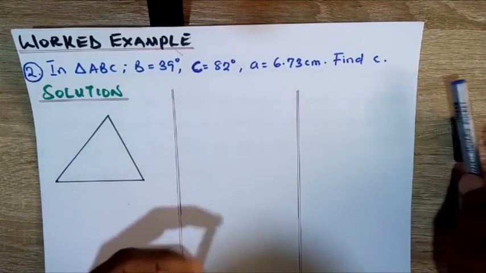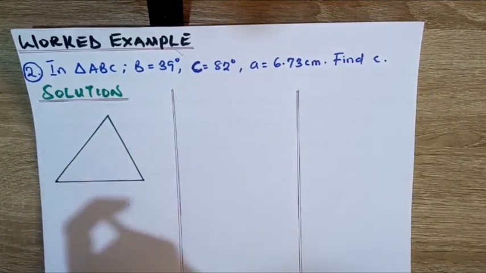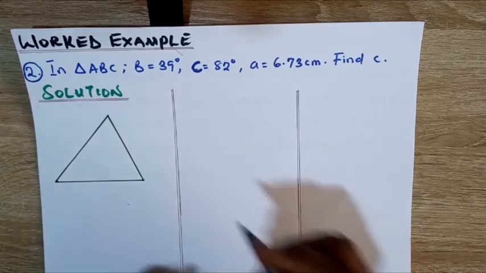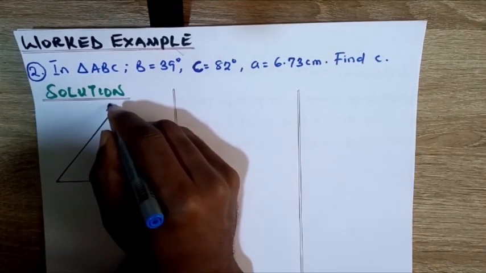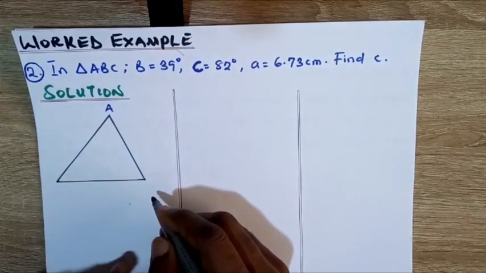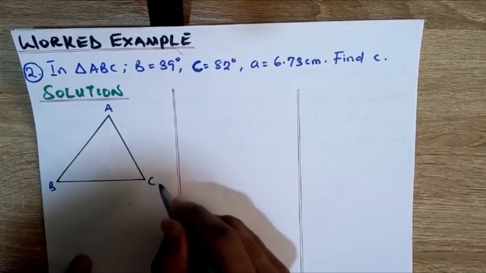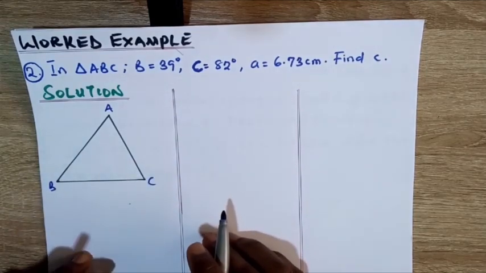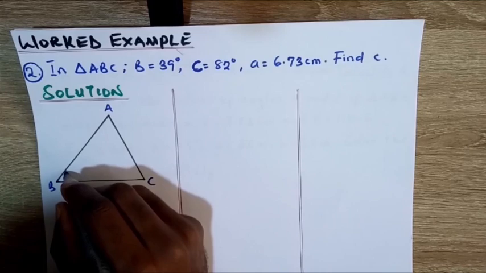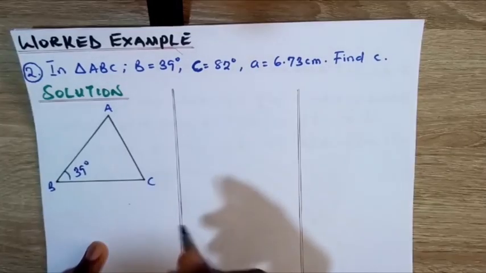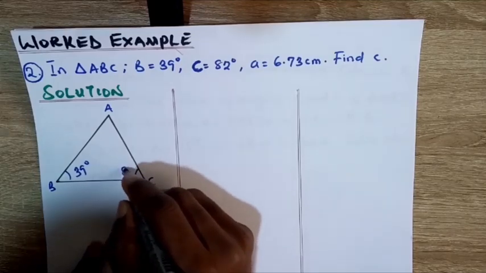So the first thing is, okay, let's start with the angles given. That means we need to label these triangles as given. So let's call this angle A. Let's call this angle B. And let's call this angle C, respectively. Now the angle at B is given as 39 degrees. Put that. The angle at C, 82 degrees.